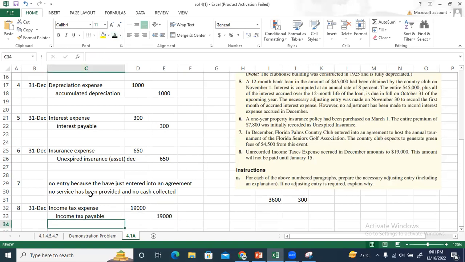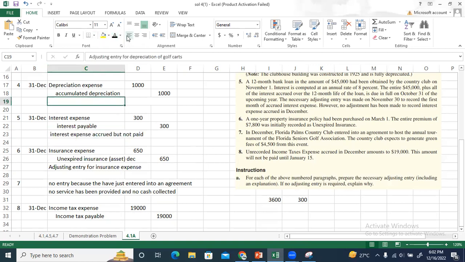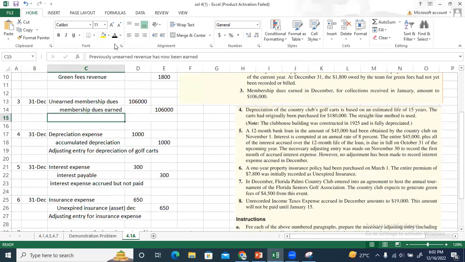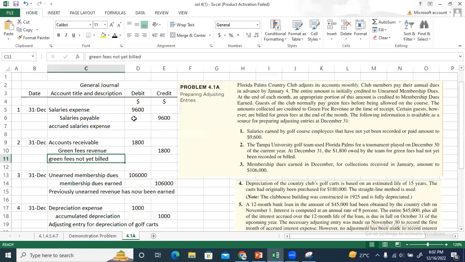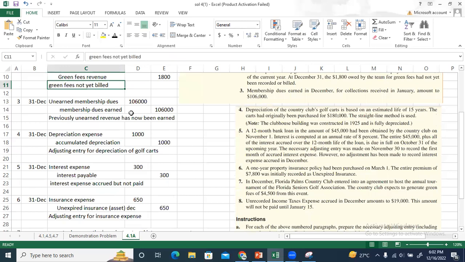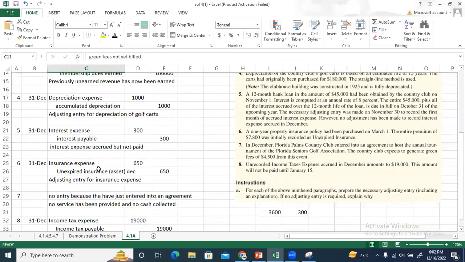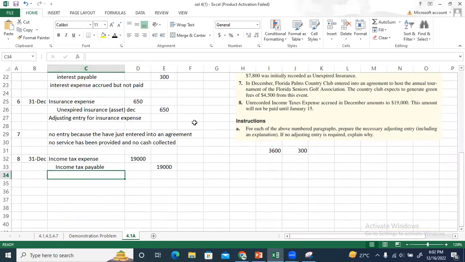And so we have all of the narrations written over here as well. I forgot to actually show you the narration. The narrations are just a brief statement. You can just write any short statement that actually tells you what is happening in that transaction.